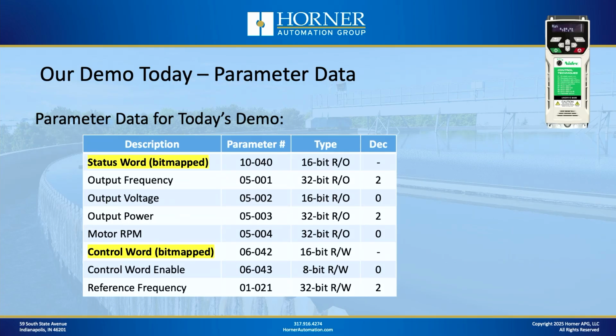Okay, so for the demo we're going to be doing today, and again, the particular parameters that you need to access are going to vary very greatly by application, but there's a couple that you're going to find are going to be very common for most applications, starting with the status word parameter. The status word parameter is a bit-mapped group of bits that are all mapped to a word, and those are ones that we monitor from the PLC to check the status of the drive at any given point in time. So that's one almost everybody's going to be using.